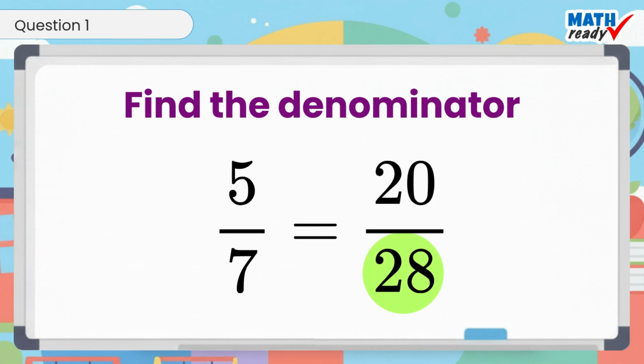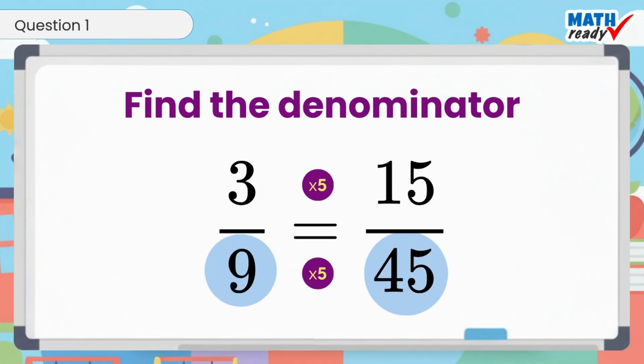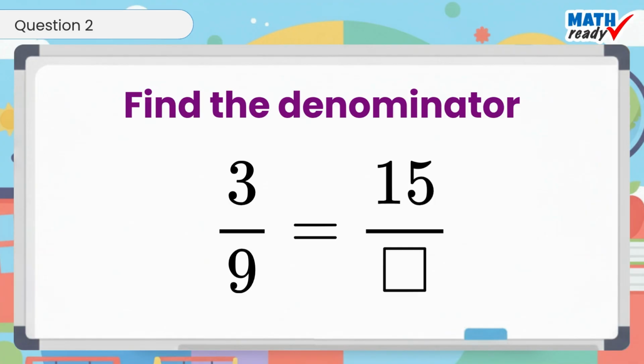Let's look at the second example. Find the denominator in the second fraction if 3 over 9 is equivalent to 15 over something. For our first fraction, we can see that the numerator is 3, and in the second fraction, the numerator is 15. This means the numerator in the first fraction was multiplied by 5 to become 15, which is the numerator in the second fraction. For both of our fractions to remain equivalent, we also need to multiply our first denominator by 5. In this case, 9 multiplied by 5 gives us 45, which is our missing denominator. So, 3 over 9 is equivalent to 15 over 45.